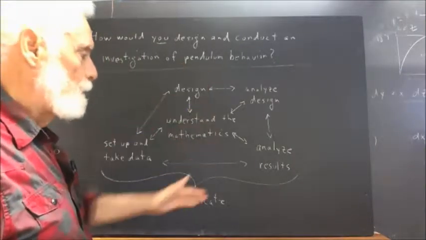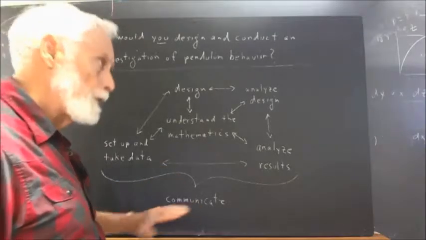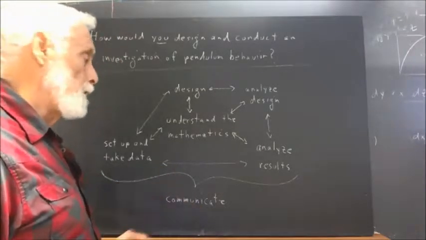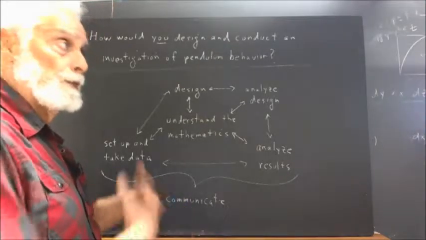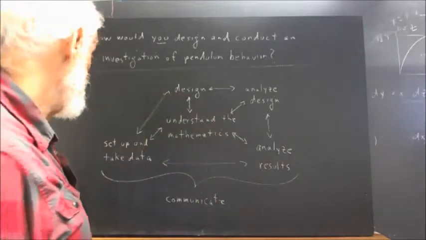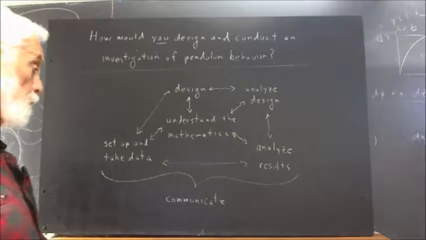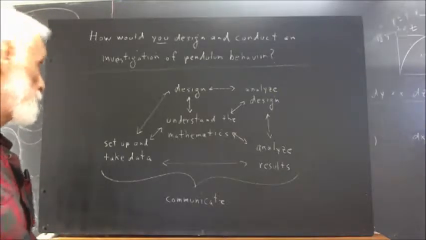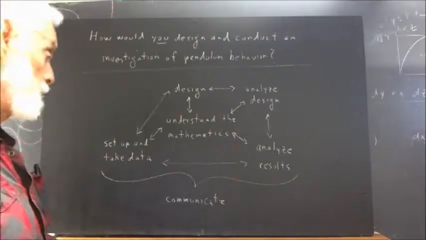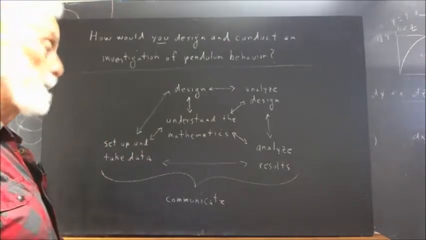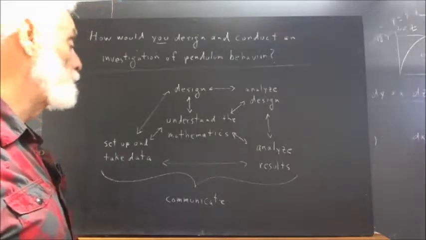And then, once this is all done, you communicate. We communicate our results in a way that other people can understand it. Now, I communicated my results in terms of some videos. Also, there's a write-up, as you know, on the website. So that is the process, and I really do recommend that you find a lab timer, make a pendulum, and see what kind of results you can get.